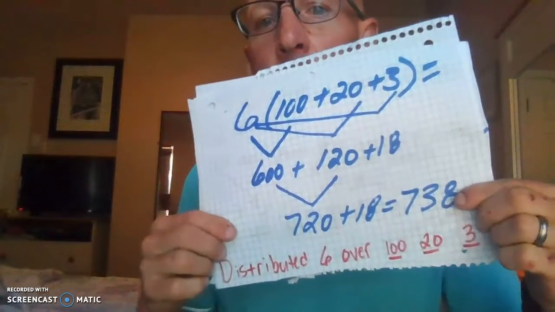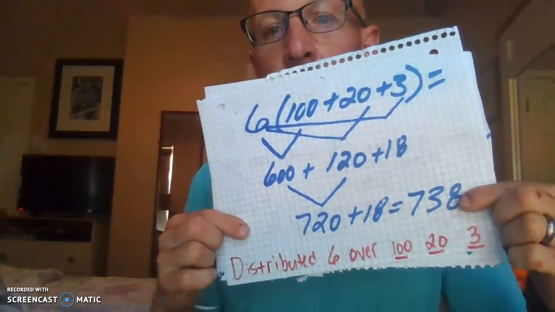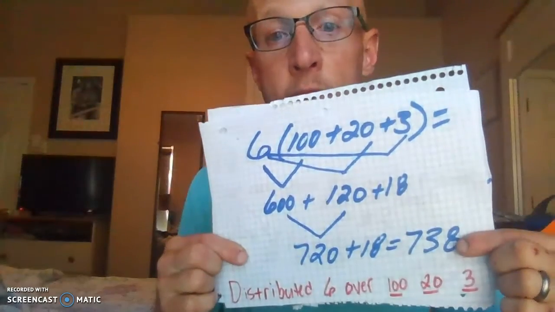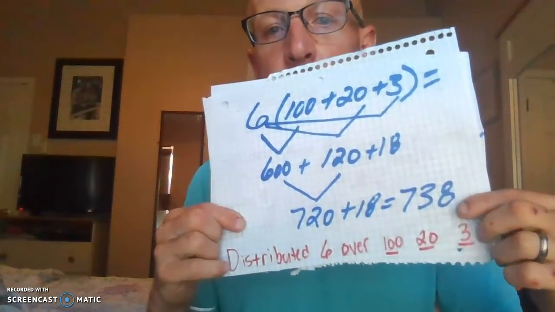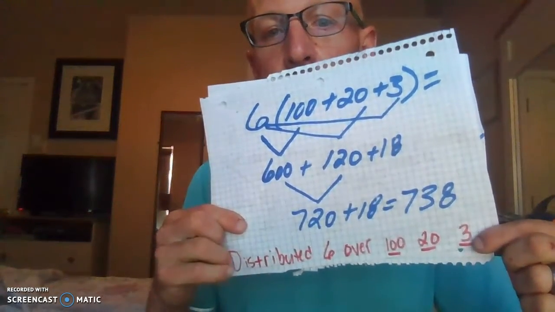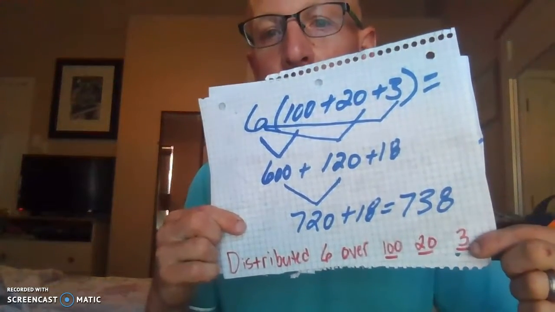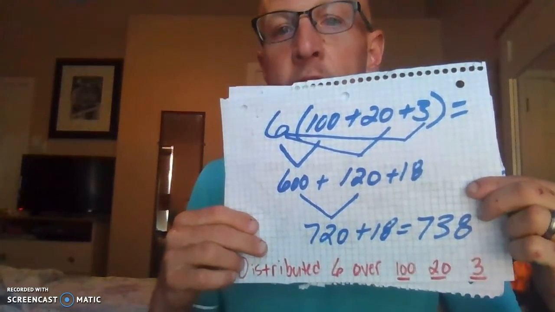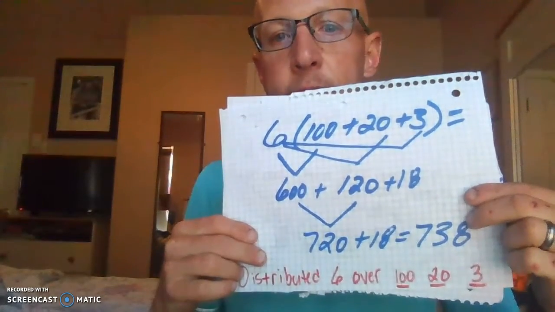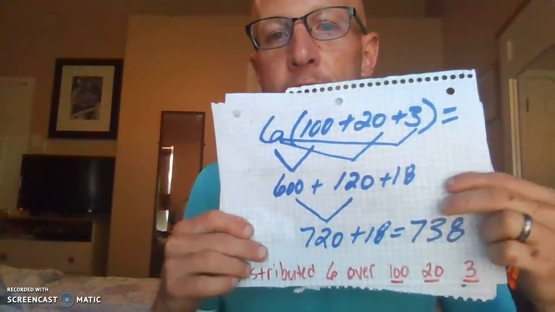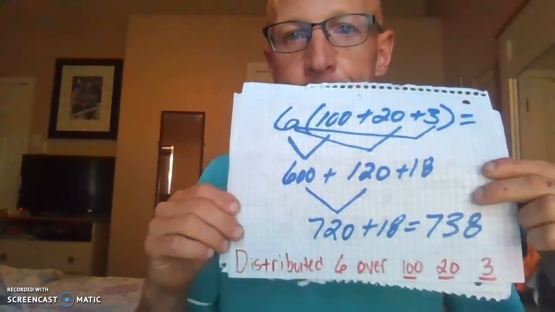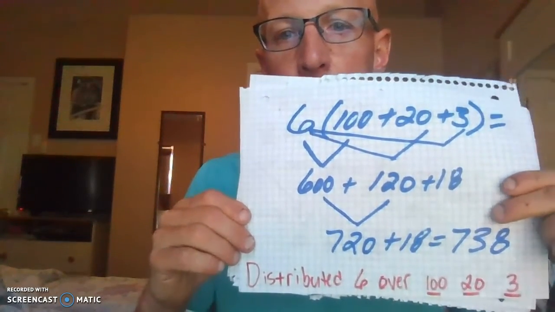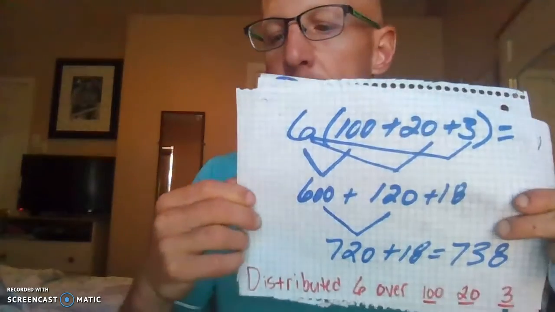738. Okay, so I might be able to use the distributive property to simplify some equations and break down numbers into components that I can use. So I distributed the 6 over the 100, the 20, and the 3, and I combine those to find my product, 738, or in this case, the sum, 720 plus 18. So hopefully that might be a useful application for you, or example and practice.